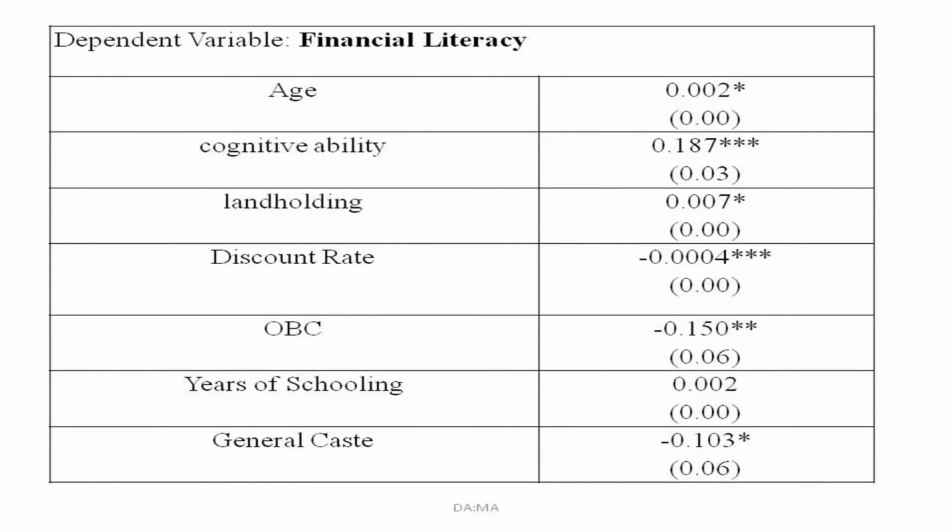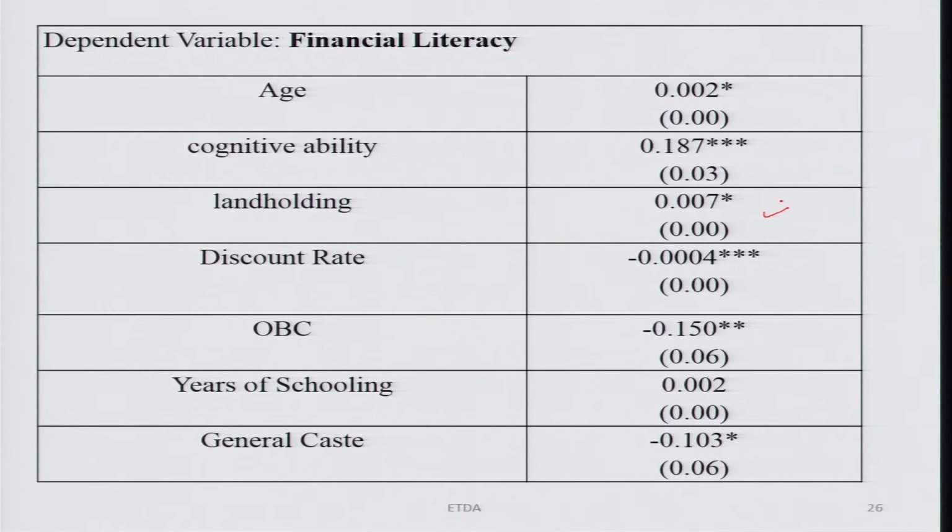So, if you look at the results, they find that financial literacy improves with age, it improves with cognitive ability, as you would imagine. People who have higher cognitive ability also have better financial literacy. It improves with land holding, although not much. Then people have lower financial literacy if they have a higher discount rate, which is if they have lower risk aversion, and then it also depends on the category.